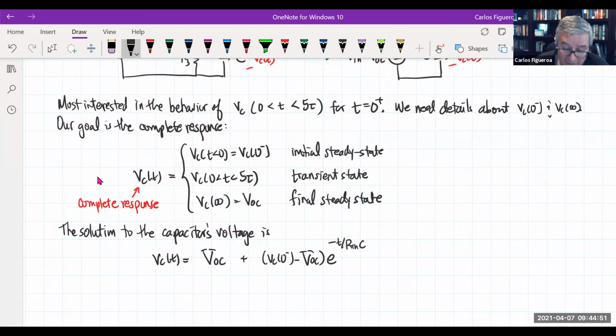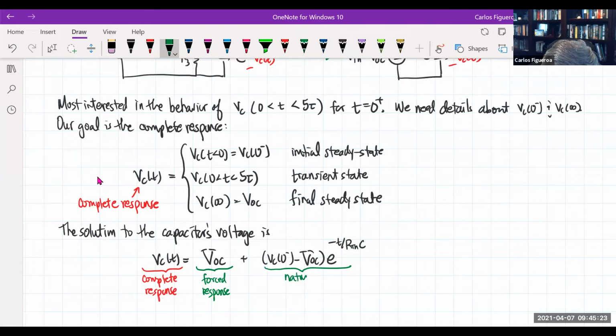And so when I look at the solution, what do I know? This is called what? The complete response. Okay. This term right here has a different name. This is what they call the forced response. That means the circuit is forced to that value. And then finally, they call this the natural response. And the natural response essentially says how you go from the initial state to the final state of the circuit.